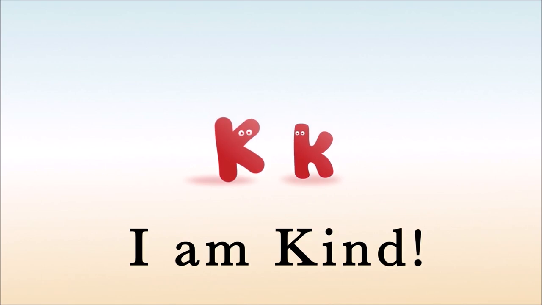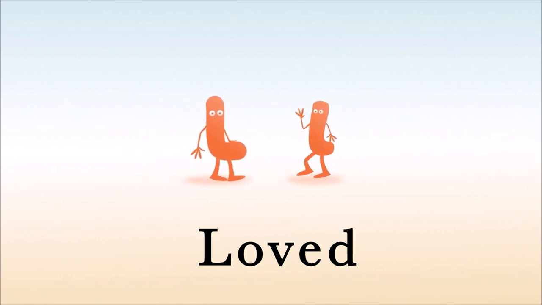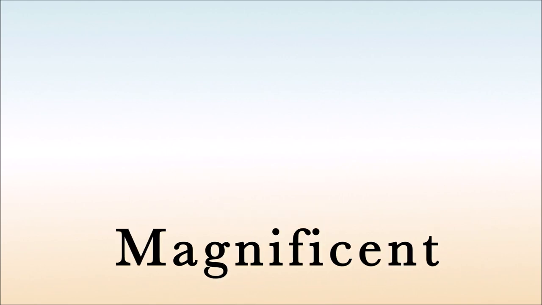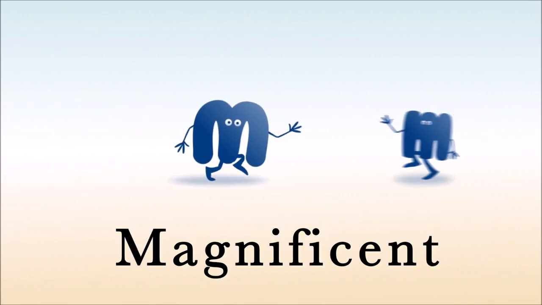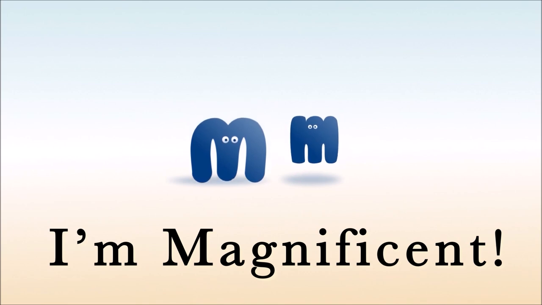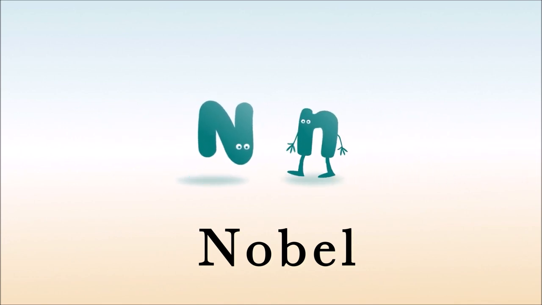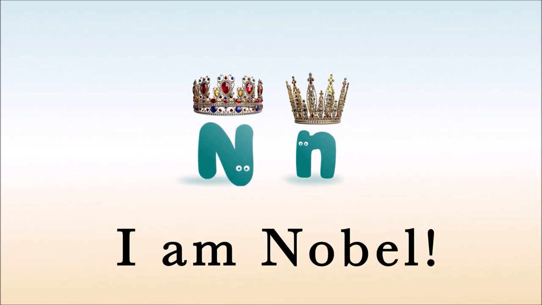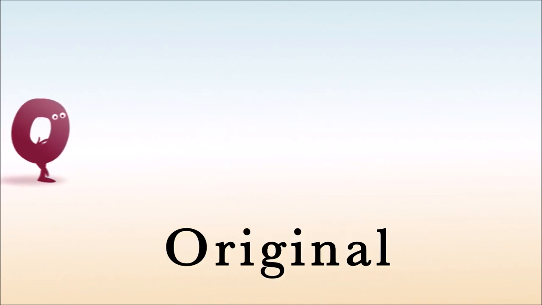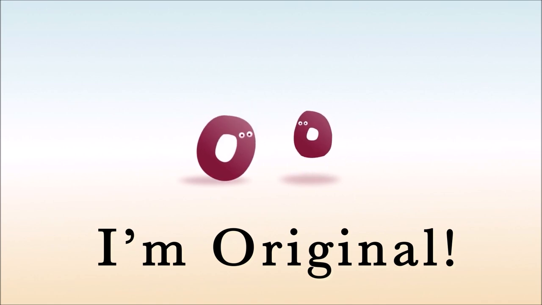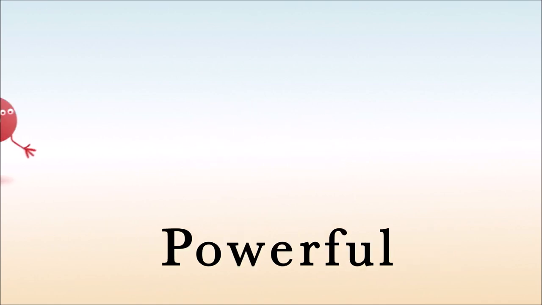You play nice? Okay. L, love. Now say, I am love. Give out hugs. Okay. M, magnificent. Now say, I'm magnificent. Say, I am. N, noble. Now say, I am noble. Young kings and young queens. O, original. Now say, I'm original. You can't be copied.